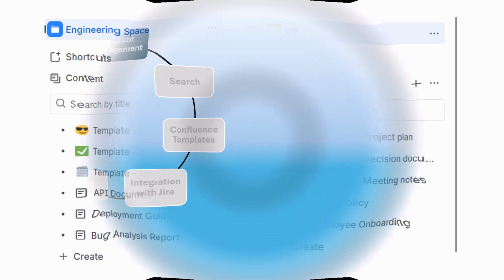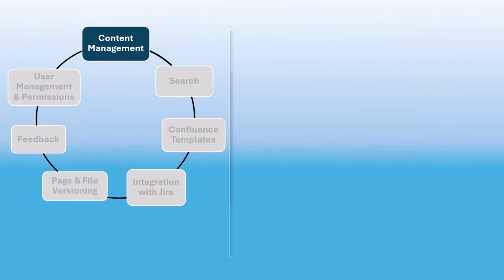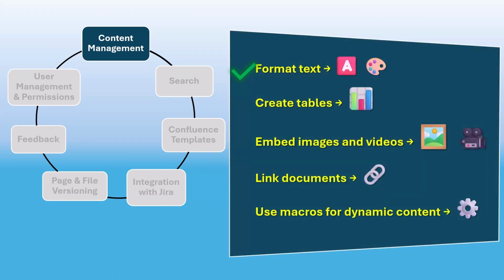So content management in Confluence includes creating, organizing, maintaining and deleting the content. The editor is designed to be simple but yet powerful. You can format the text, create tables, embed images and video, link documents, and use macros for dynamic content. This is important because teams need more than just plain text. They need structured, rich and interactive documentation.